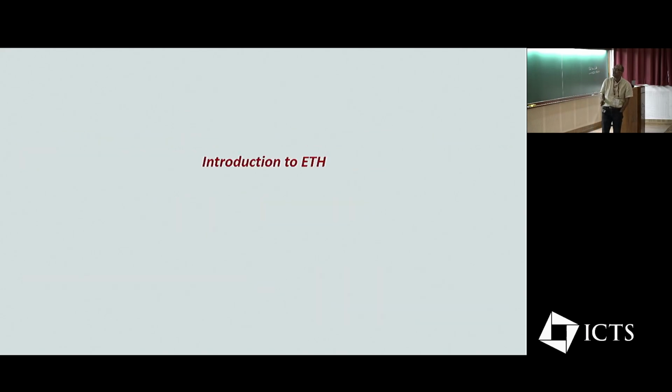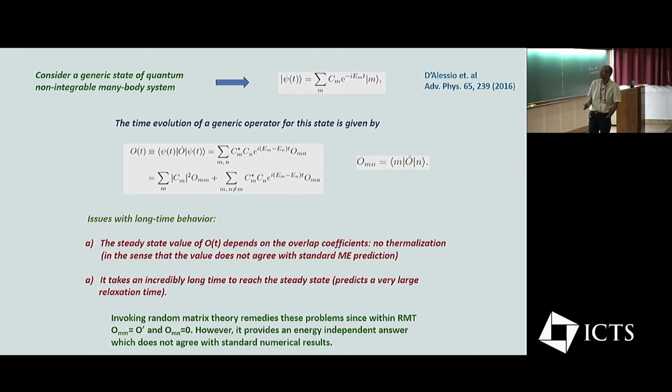Okay. So now let me change gear a little bit and introduce the concept of eigenstate thermalization hypothesis, although this is probably unnecessary for most of the people here, but let me go ahead and do it anyway. So when we consider a generic state in a quantum non-integrable many-body system, I can take that state and write it in the eigenbasis, like this, where C is the overlap coefficients. Now, when I try to calculate a time evolution of a generic local operator, it's easy to see that this is the answer, where O_MN are the matrix elements of the operator O between the eigenstates M and N.